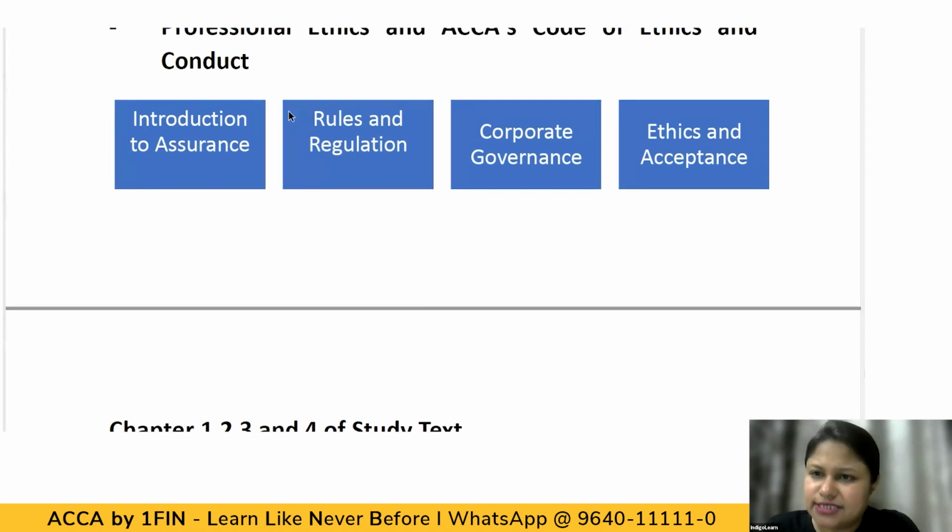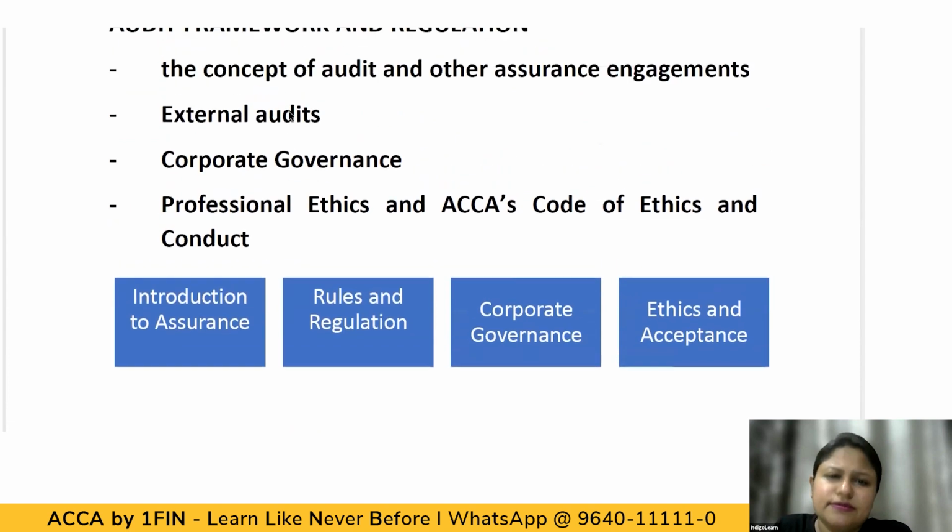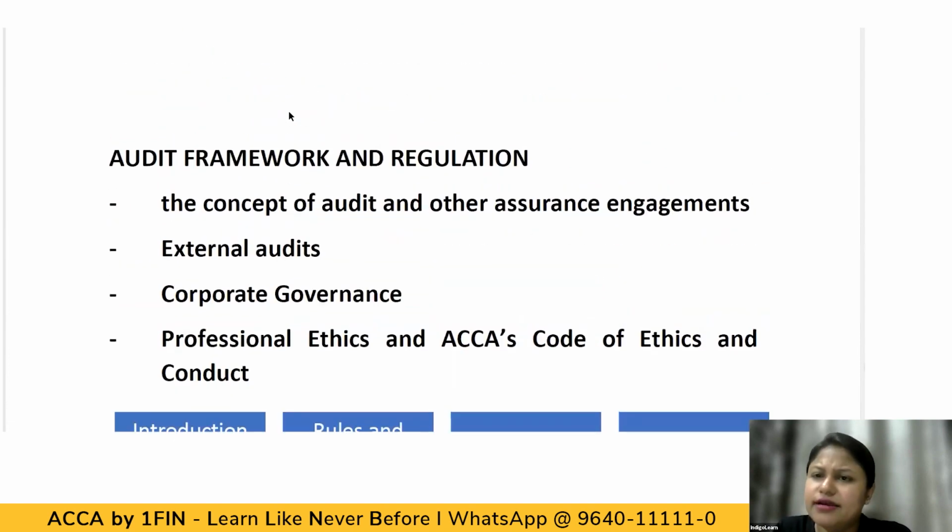Threats could be self-interest, self-review, familiarity, intimidation, and advocacy threats. Based on the situation given to you, you have to identify what kind of threat is there. Based on that, try to apply the safeguards. If you can bring it to an acceptable lower level, you can then take up the engagement. Otherwise, the ideal option is to eliminate yourself from the audit engagement. Is it understandable? So this is the overall discussion of all these basic topics covered as a part of the audit framework and regulation.